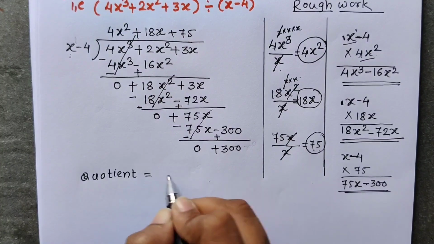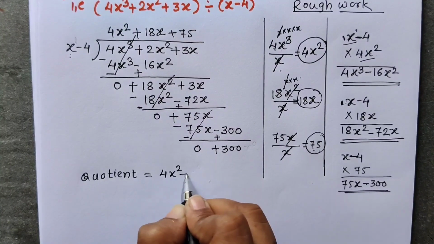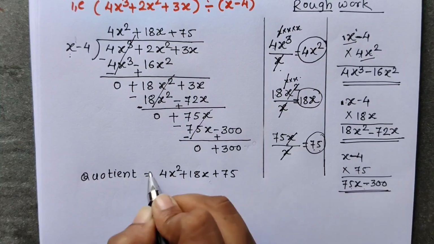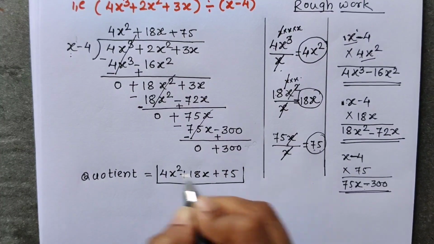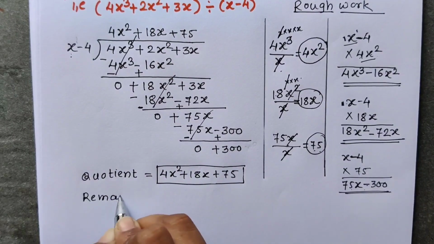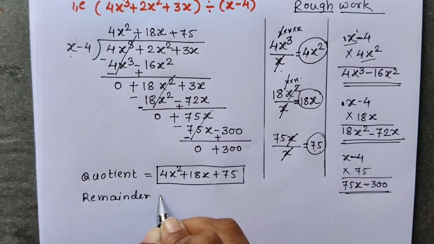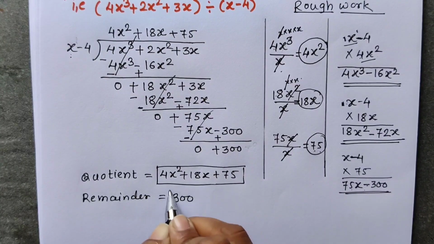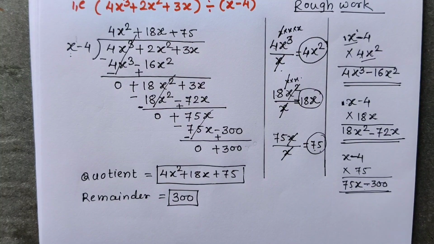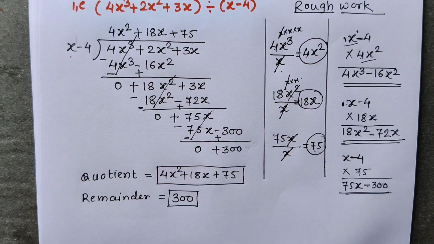Quotient is 4x square plus 18x plus 75 is our quotient, and remainder is 300, plus 300, plus sign we don't put. So in this way you can solve this third sum.